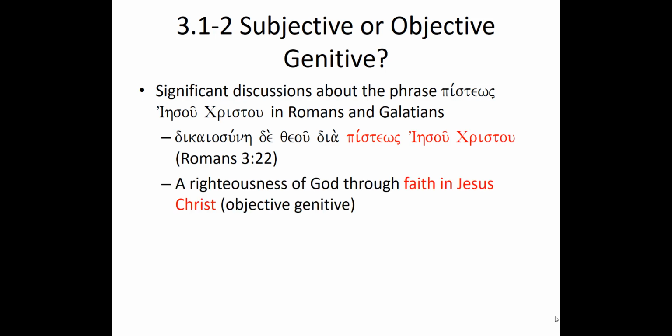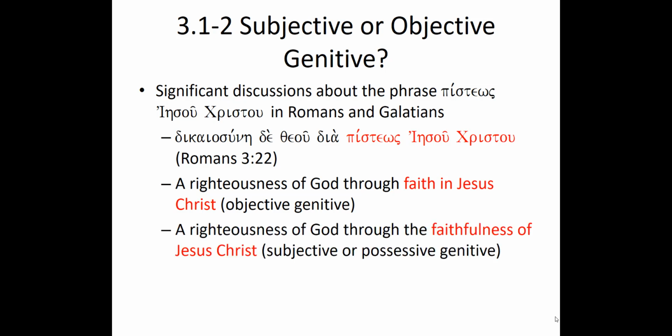If we translate this, a righteousness of God through faith in Jesus Christ, through faithing Jesus Christ, the head noun, the verbal idea is faithing, believing. The object of that faith would be Jesus, so we would call that one an objective genitive. This is a typical way to understand Paul's argument here in Romans, and I think it is correct. But another way to take it is as a subjective genitive or possibly even a possessive genitive.